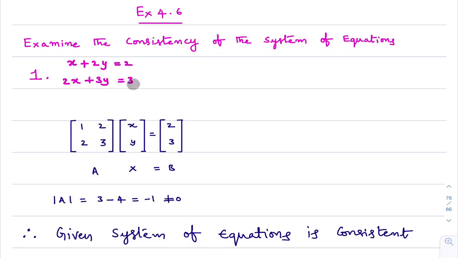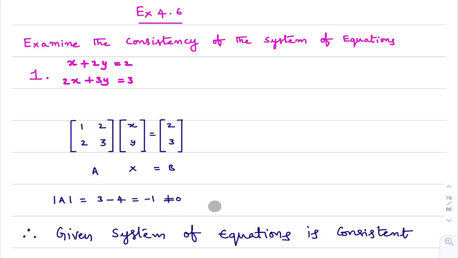Equal to b. 2, 3. Ax equal to b. You take this matrix as A, this is the unknown matrix x, this is b. Now after writing the given linear equations into matrix form, you just calculate det A. Determinant of this 2 by 2 matrix: 1 into 3 is 3, minus 2 into 2 is 4. 3 minus 4 is minus 1.